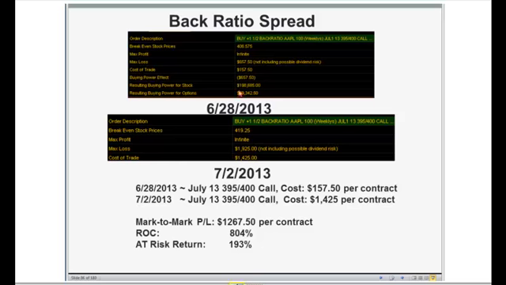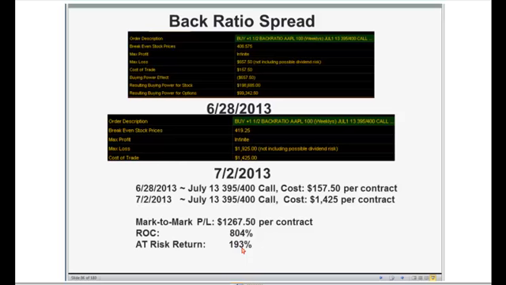So here's what it looked like today. I just ran a mark-to-market on it. So today you can see the cost when that was put on Friday was 157. Today it's at 1425. So 157, your cost is 1425. So right now return on capital, that's over 800%. Return on at risk, 193%.